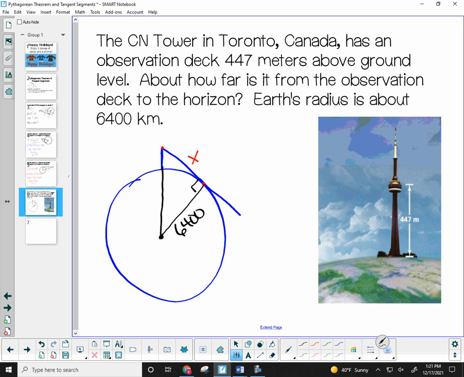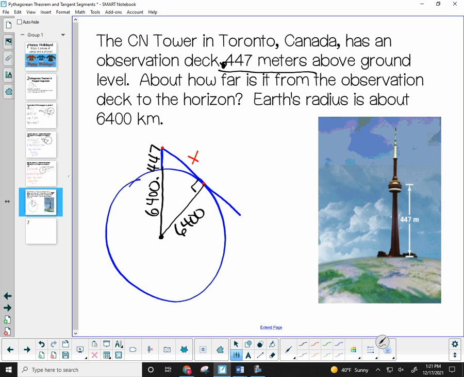This tower, they said, is 447 meters tall, while our radius is in kilometers. So do you remember how many kilometers this would be? Okay, it's 0.447. We're dividing by 1,000 to go from meters to kilometers. All right, I won't tell your science teachers that. Now this missing piece of the triangle is 6,400 plus 0.447, so this whole side here is 6,400.447. Is that okay?